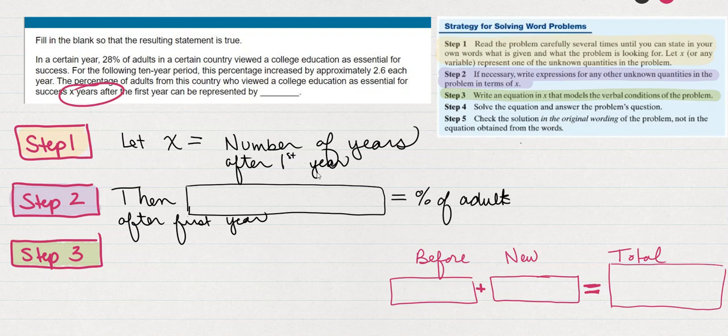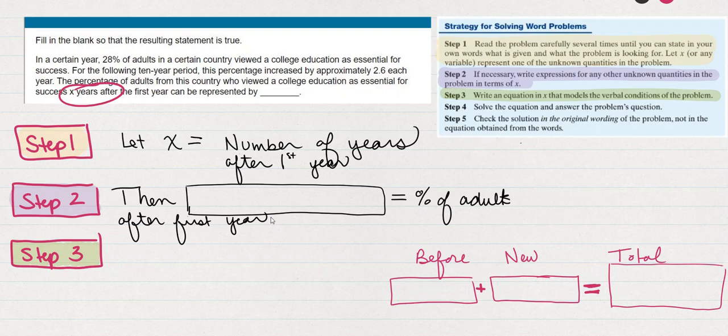What I'm trying to do in this problem is come up with a way to describe the percent of adults after the first year who viewed a college education as essential for success. I didn't write all of this, and you don't always have to write all of this, but you could if you wanted to be more complete here. But notice that you don't have to write all of that out.